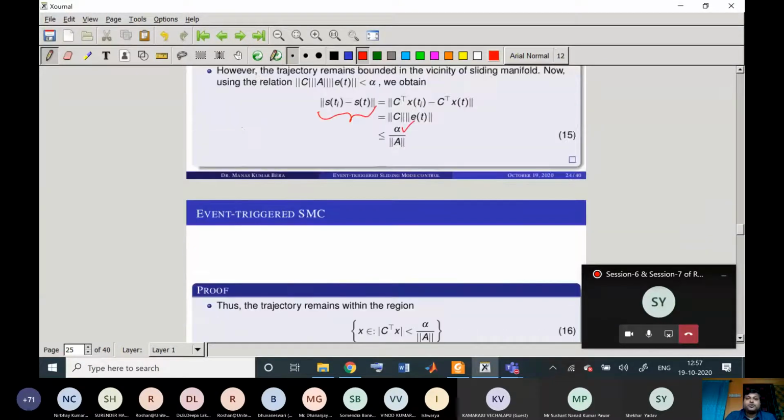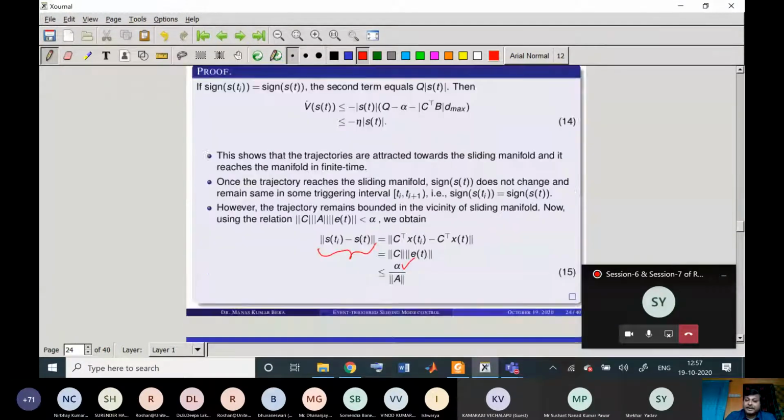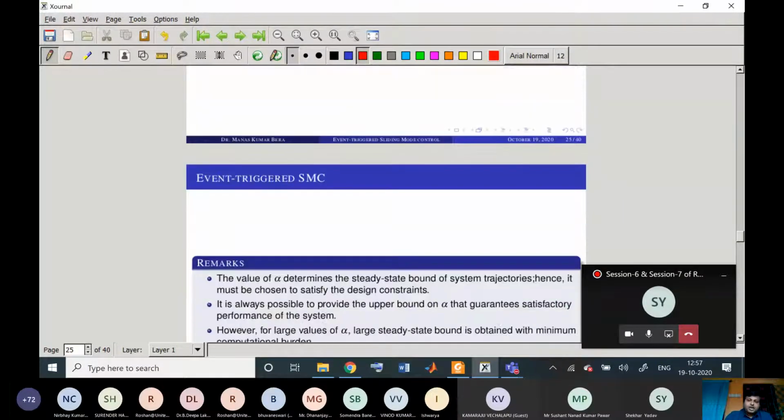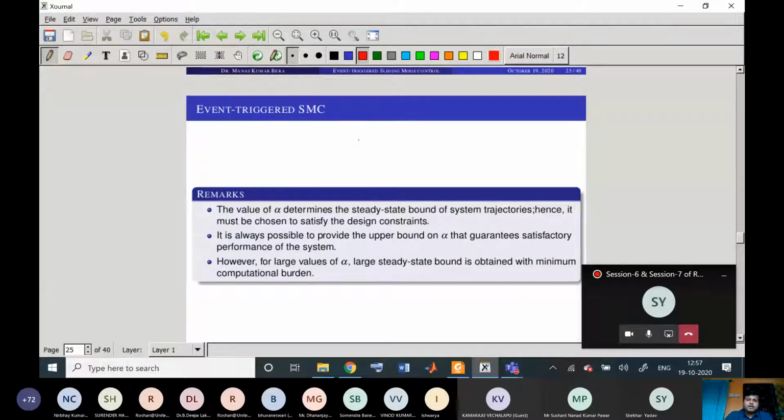Fine. Now we have shown that sliding mode will be achieved in finite time, but we have not shown the system stability. We have to show it, because here AS is not going to be perfectly 0. It is going to be inside a band. So it is our work to show what will happen to the system stability.